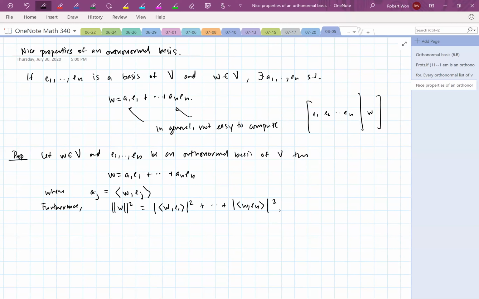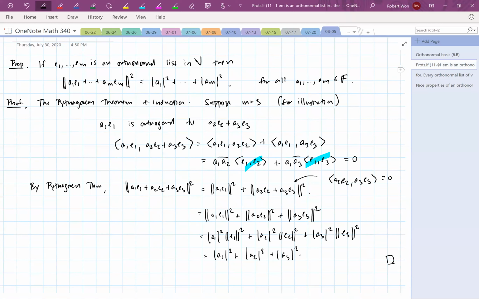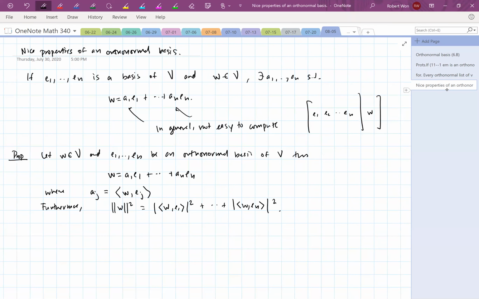Okay, so let me just point out that this last part follows from the first part because of this theorem. This one that we just proved, not this one. This one that we proved before, which is if you have an orthonormal list, then to figure out the norm of a linear combination, you just square all of the absolute values of the scalars and you add them. That's exactly what this is saying, right? To figure out the square of the norm of W, you just take the sum of the squares of the absolute values of the A's, but each of the A's is the inner product of W and EJ.